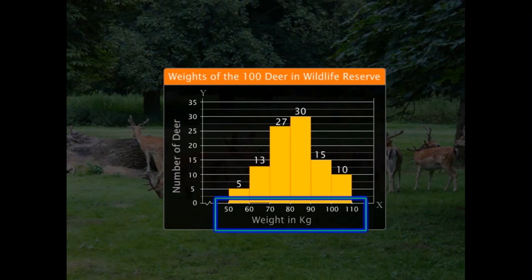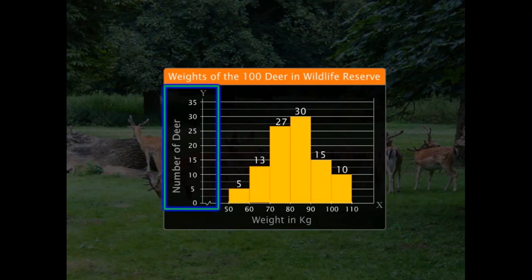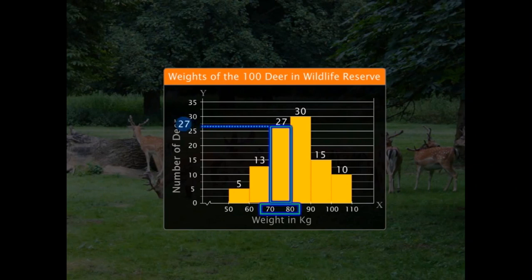The classes that correspond to weight intervals are represented on the horizontal axis of a histogram. The vertical axis displays the frequency, for example, the number of deer, using an appropriate scale. Each rectangular bar in a histogram is of equal width, and there are no spaces between the bars. Each bar represents the frequency of a given class interval. For example, the rectangular bar for the class 70 to 80 corresponds to 27 on the vertical axis. Thus, the frequency or number of deer with weights between 70 to 80 kilograms is 27.